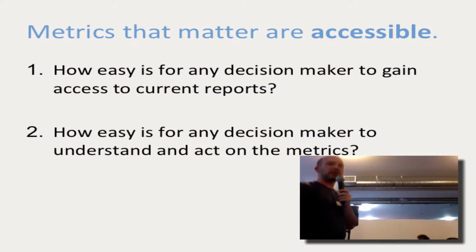And then not just can they see it and whether it's going up or down, but do they understand what affects that metric? Do various people in the organization understand how they can affect that metric to make it go up or make it go down, whatever the desired approach is?